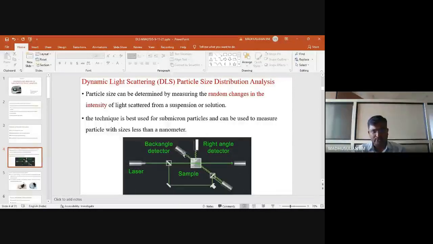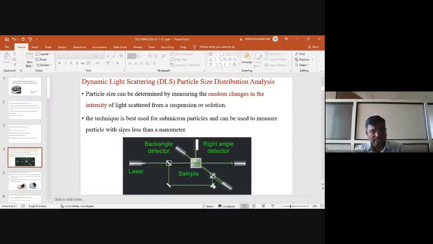Because the particles are suspended in the solution, they undergo some sort of motion. We can call it Brownian motion. Because of that movement of a particle within the solution, the laser light incident on the surface of a particle may get scattered. And the detectors are placed here with the intention of capturing that scattered, random intensity of the laser light. So the particle size can be determined by measuring these random changes in the intensity of light scattered from the suspension or solution.